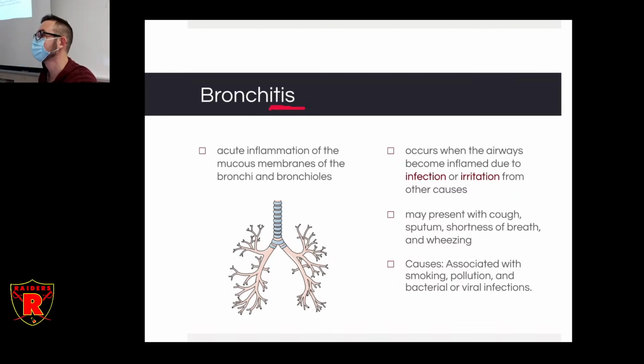What does it look like? Cough. Usually a productive cough because there is mucus that's produced as part of the inflammation, and you have to cough it up. So productive coughs are often associated with bronchitis. Shortness of breath, wheezing. Wheezing is just having difficulty passing air through your bronchioles, and you get that when they're inflamed.